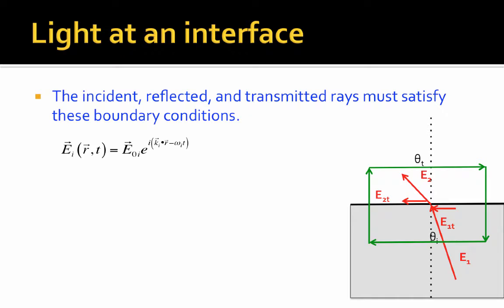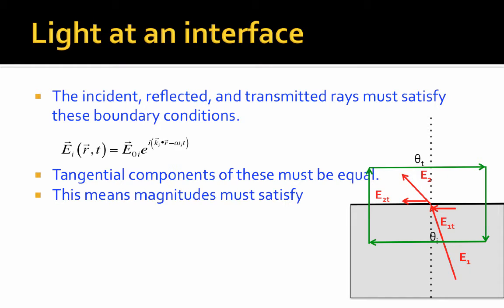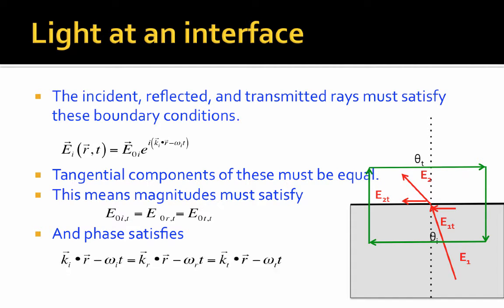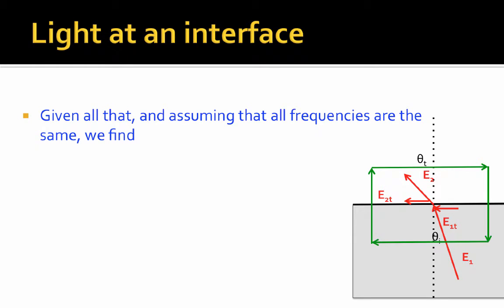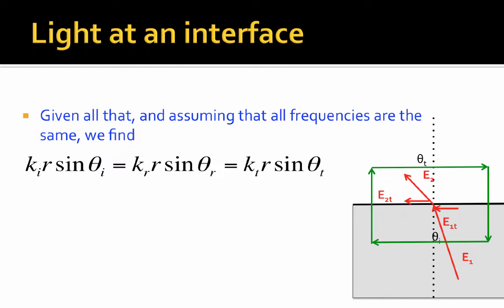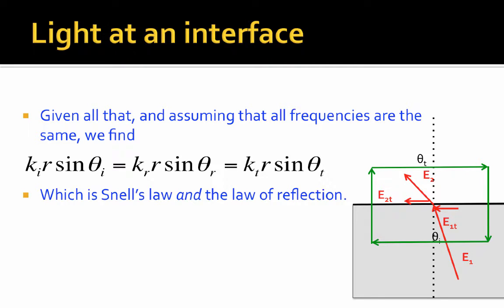So if the incident, reflected, and transmitted rays all satisfy these particular boundary conditions, then that defines their magnitudes. The magnitudes are going to be continuous across the interface, and their phases are also going to be continuous across the interface. We're saying all this to derive for us the law of reflection and of refraction. So this actually tells us this great statement: Maxwell's equations tell us this amazing statement, which is Snell's law and the law of reflection.